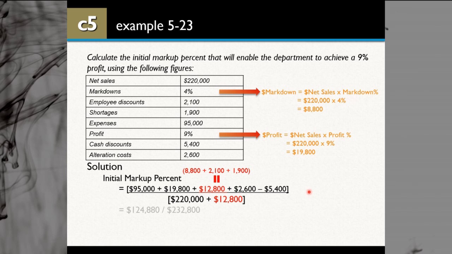So if you calculate that, that's going to be 124,880 divided by 232,800. You can pause this and go ahead and calculate. Try to add all these and calculate all these numbers. Then you can get 53.61% as your initial markup.